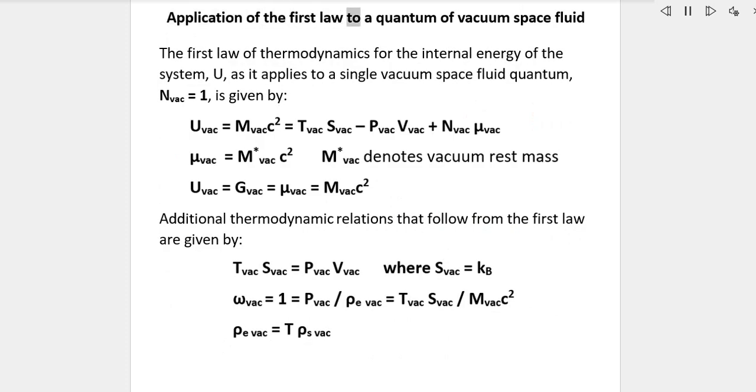Application of the first law to a quantum of vacuum space fluid. The first law of thermodynamics for the internal energy of the system, U, as it applies to a single vacuum space fluid quantum, N_vac equals 1, is given by. Additional thermodynamic relations that follow from the first law are given by.